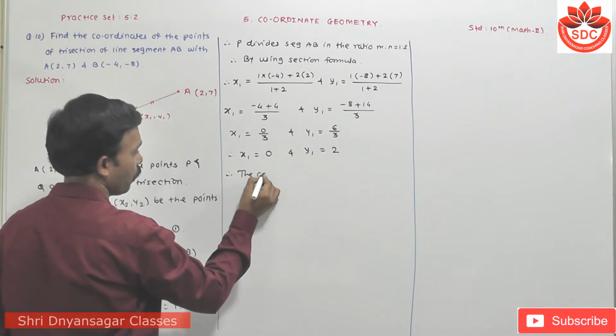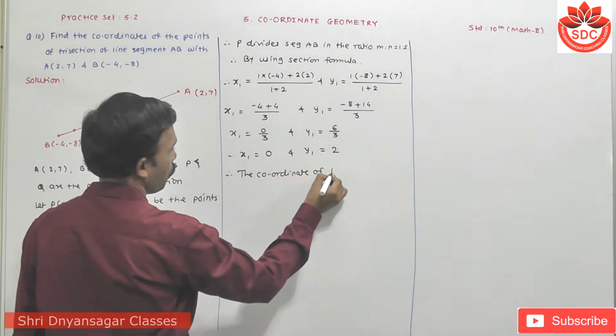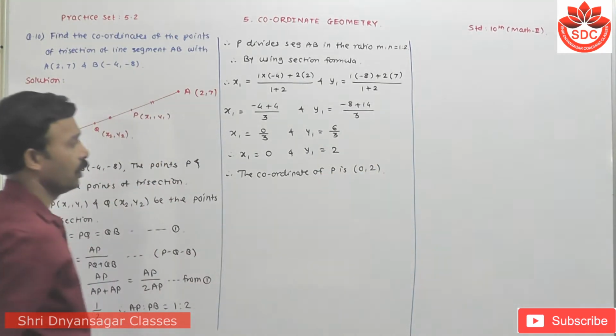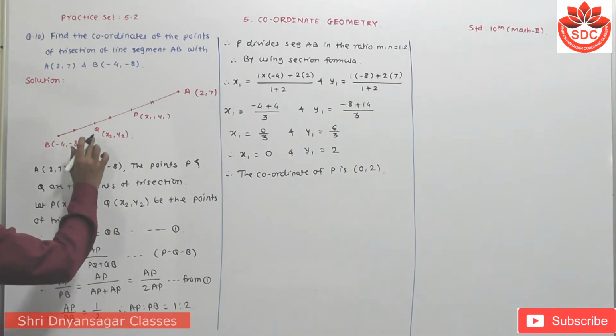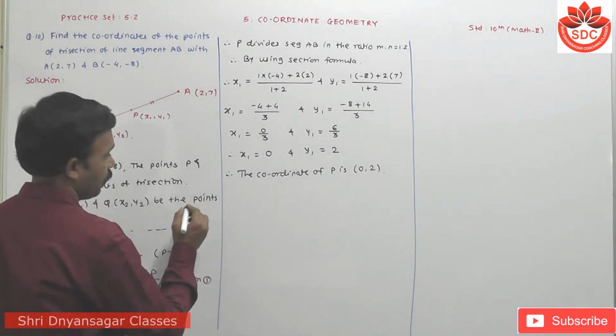Therefore, the coordinates of P are 0 and 2. Similarly, we can find out the coordinates of Q also.